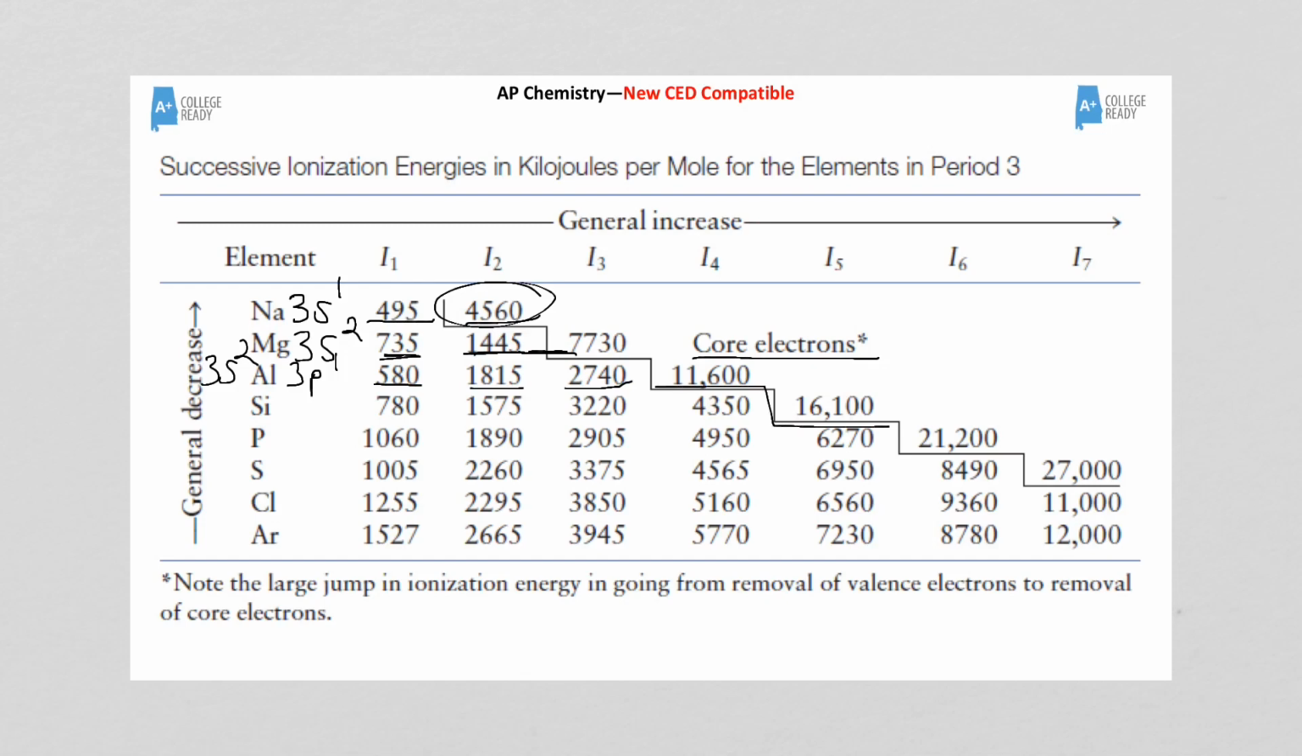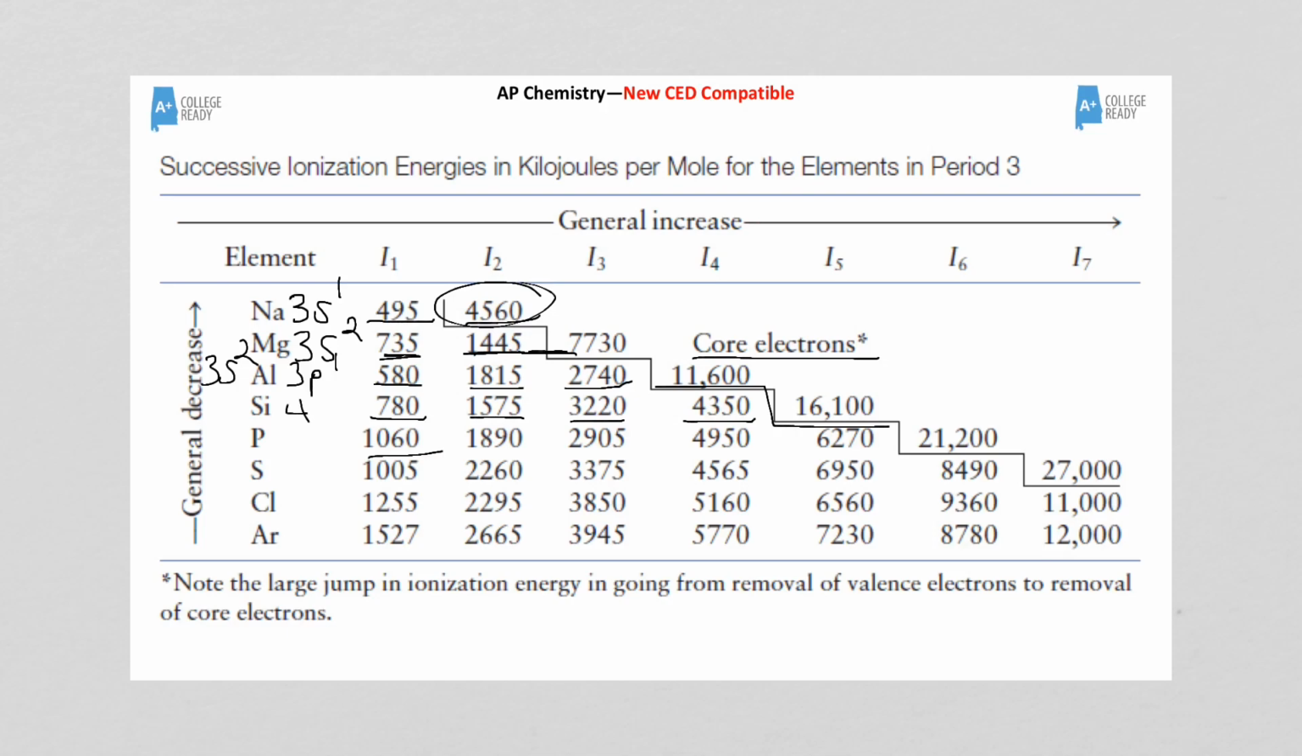the stairs. So if I look at silicon, even without looking at periodic table, I should say, okay, valence, valence, valence, valence, huge jump, no more valence. Okay, so that tells me silicon has 4 valence electrons.